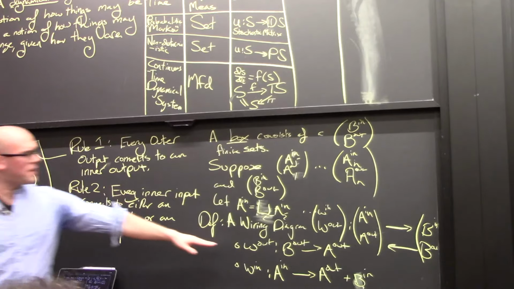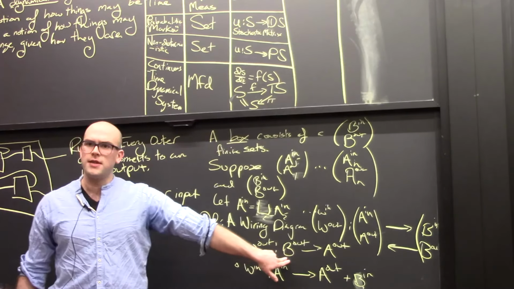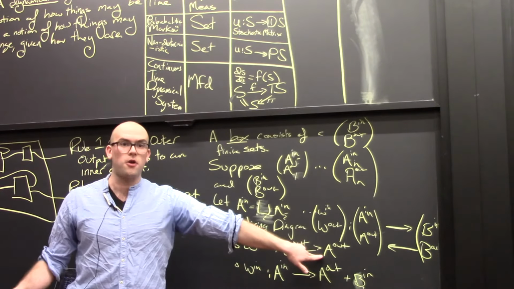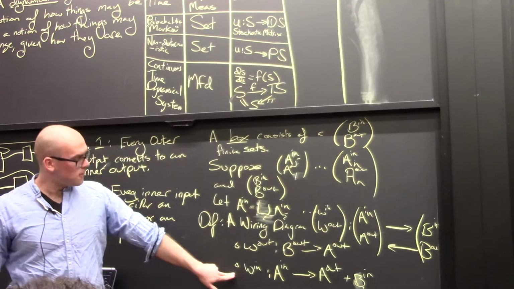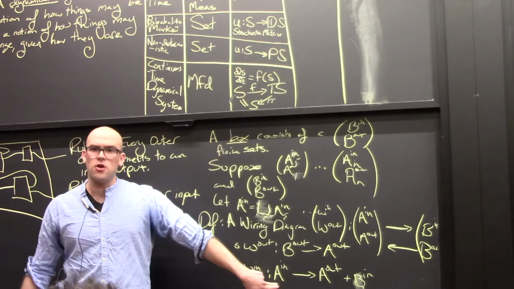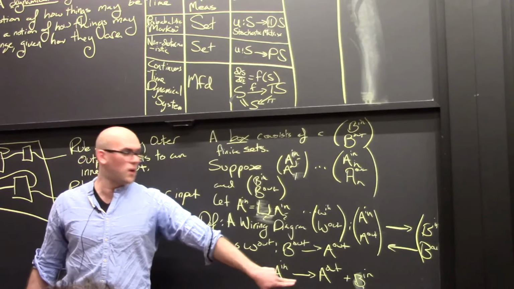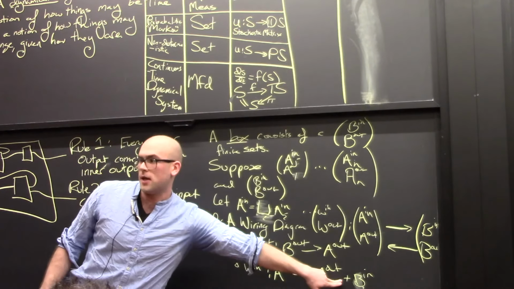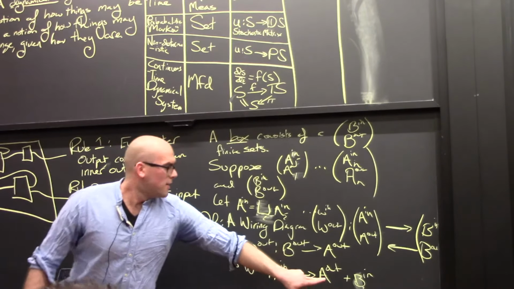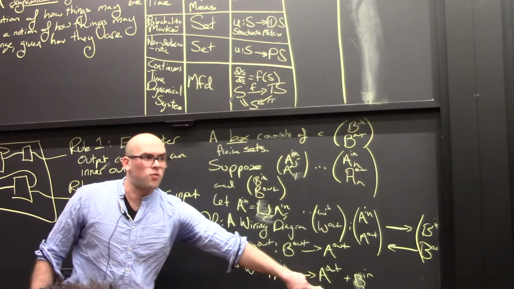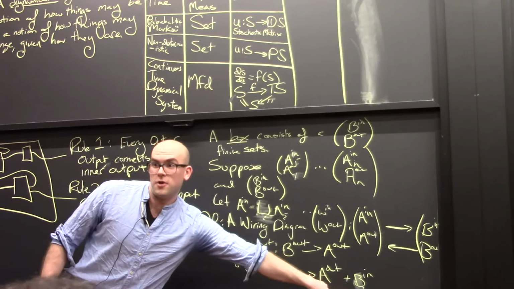So W1 takes an outer output to the inner output it's wired to. W in takes an inner input and takes it to either, this is disjoint union, plus, or coproduct, the inner output it is wired to or the inner input it is wired to.